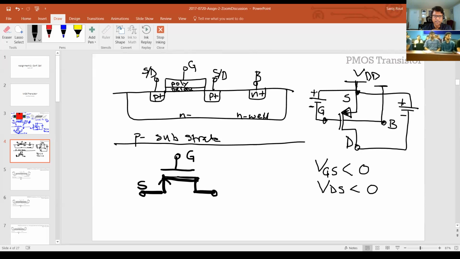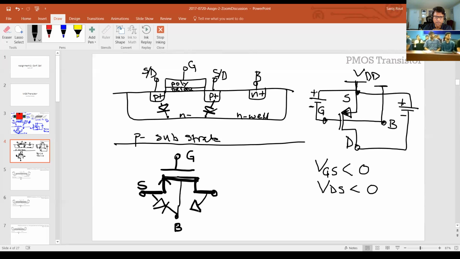So just like the NMOS case, there is a diode here, which is the opposite type of diode. And this is again a parasitic diode. So if you have a bulk connection here, you're going to get this diode between the bulk and the source.